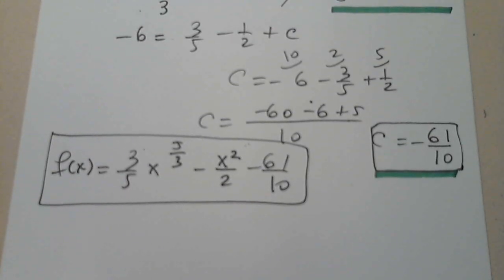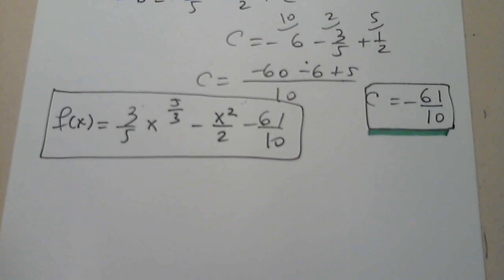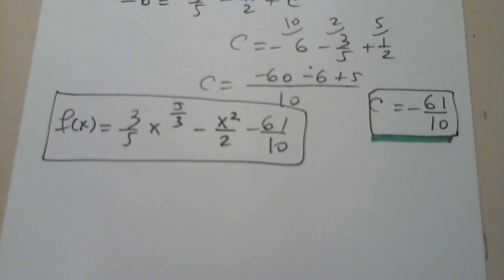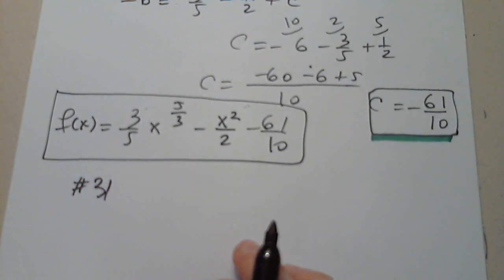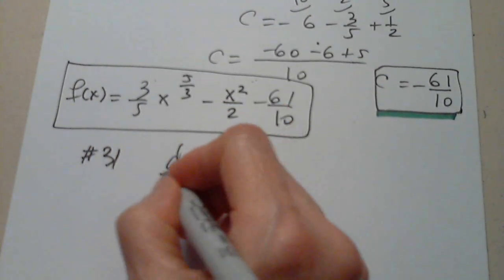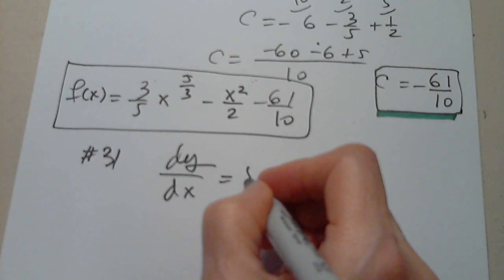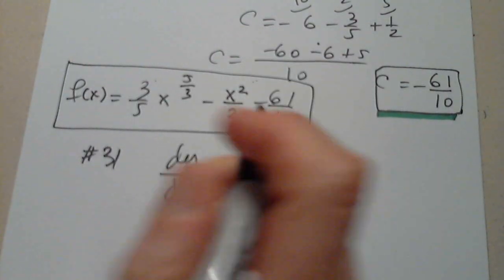Anybody would like to choose? I will choose 31, and then you'll choose the next one. So we have dy over dx equals 5x to the 4th y.